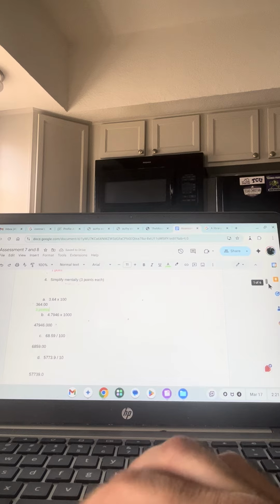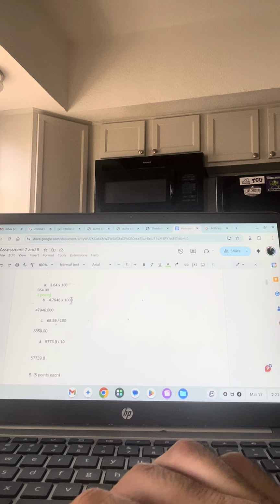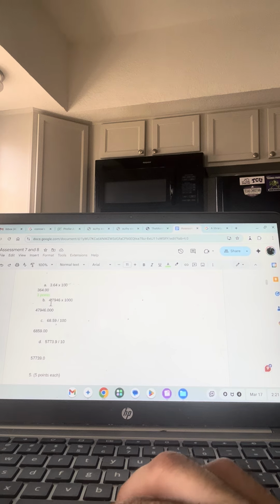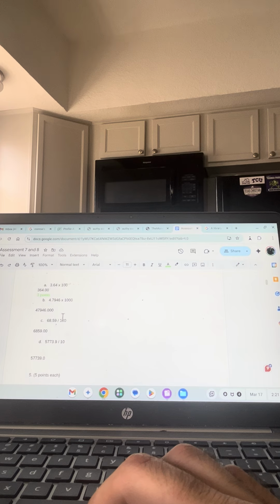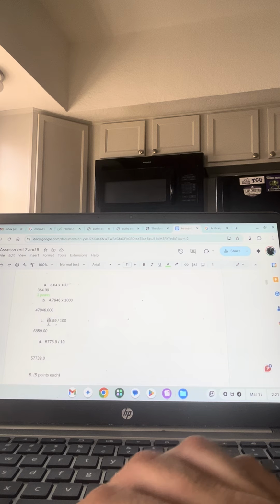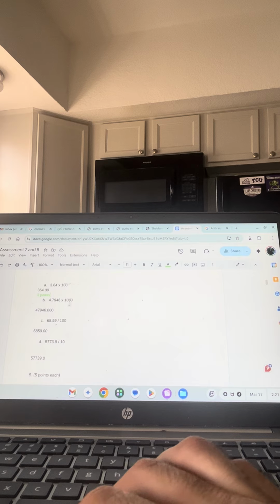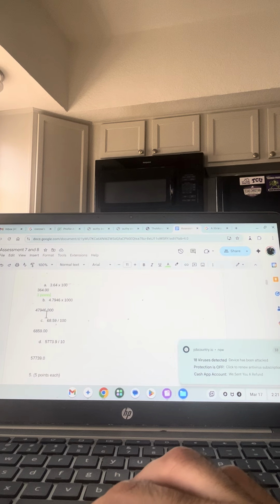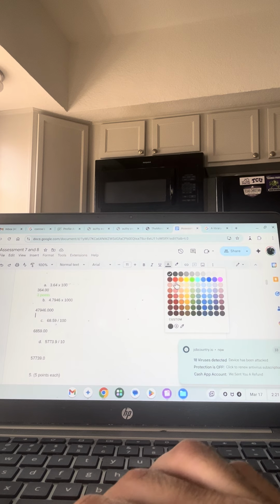4.7946 times 1,000. Well, we've got 3 zeros. That means we're going to move it 3 places to the right. So 1, 2, 3: 4794.6. Wait, hold on. 1, 2, 3, 4. Yeah, you moved it 4 places to the right, and you're only supposed to move it 3 places to the right, because there are 3 zeros. It looks like you moved it 4 places to the right instead of 3. So you don't get credit for that one because the decimal point's in the wrong place.